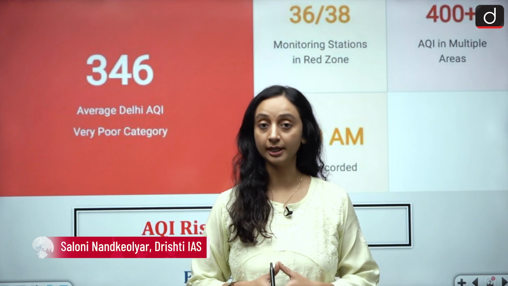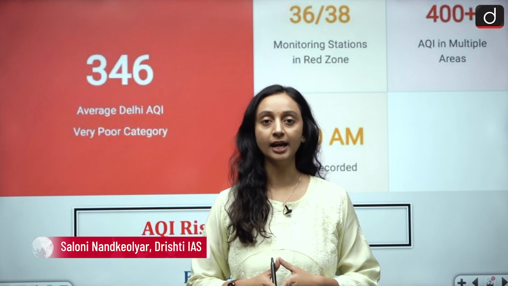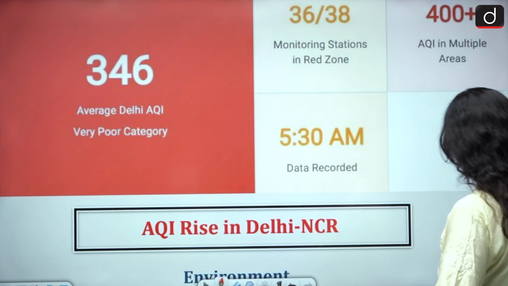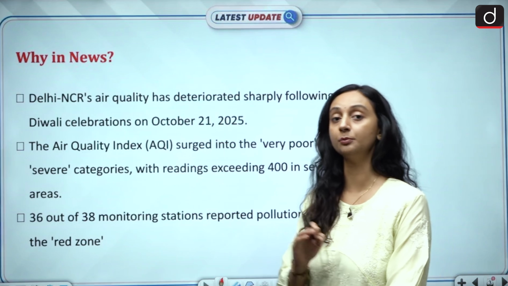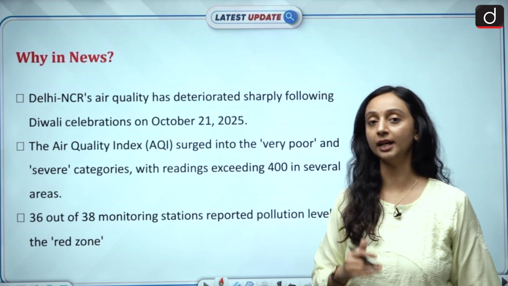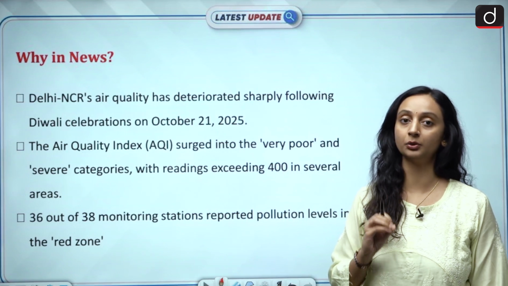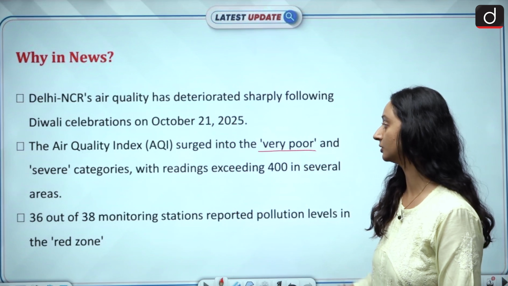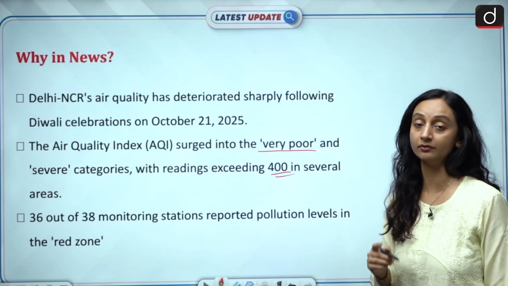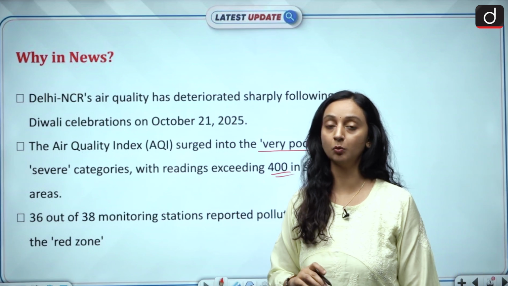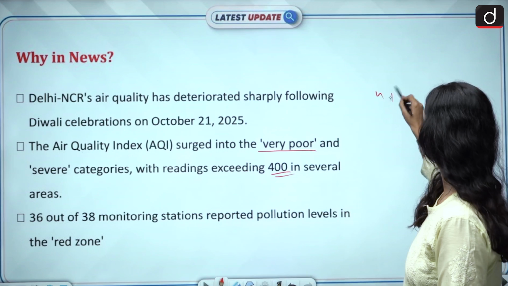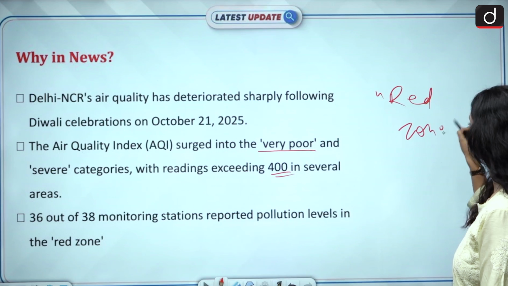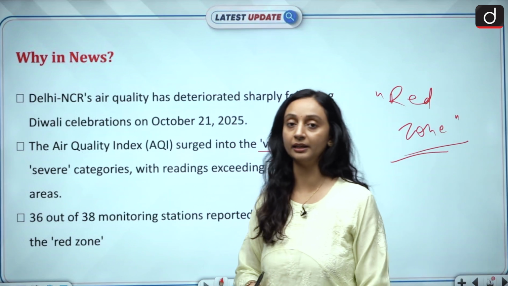My name is Ci Pres and in this video let us talk about the rising pollution levels in Delhi NCR, as it aligns with the environment section of our examination. So data was recorded this morning at 5:30 AM at 38 monitoring stations and it was found that the air quality in Delhi has deteriorated a lot. The AQI surged to very poor and severe categories with readings exceeding 400 in several areas. 36 out of the 38 monitoring zones were in the red zone, which means that the pollution levels were very, very high.